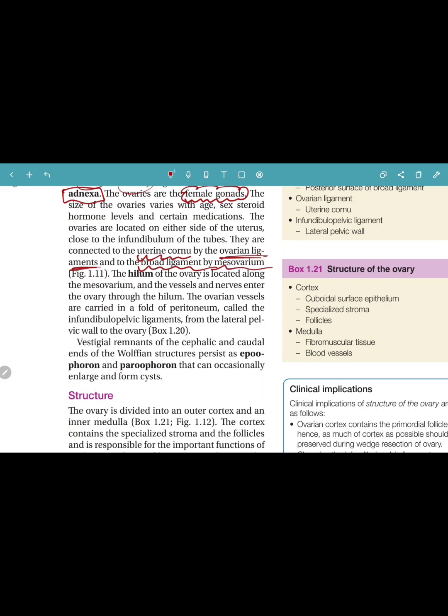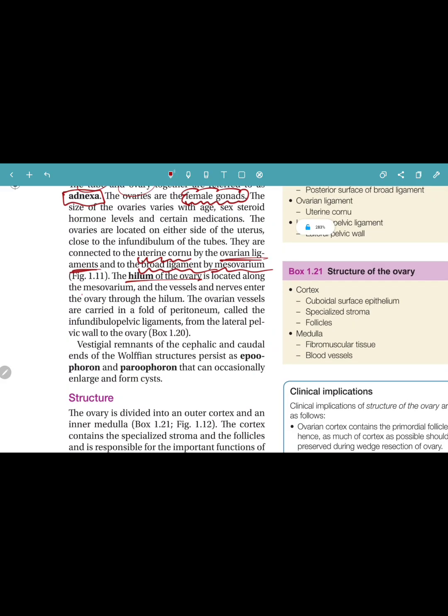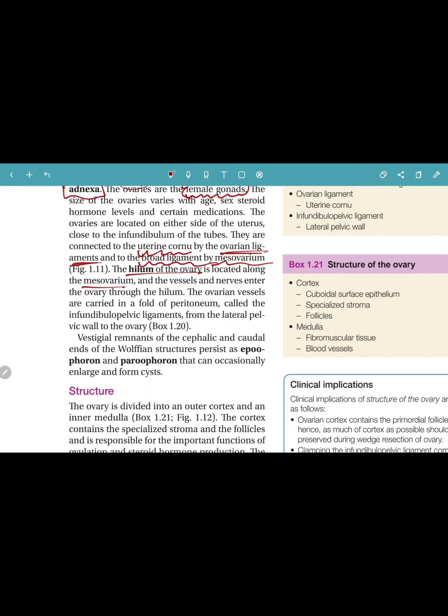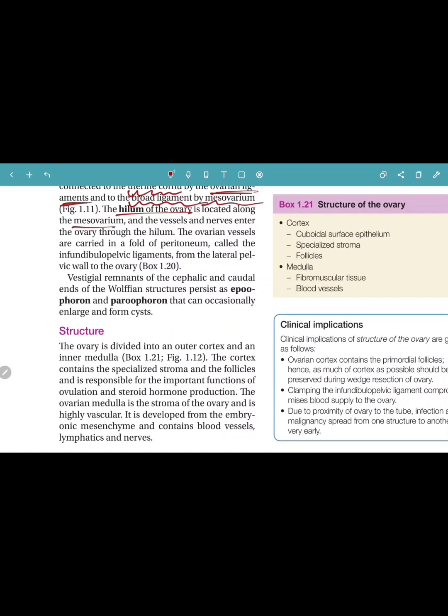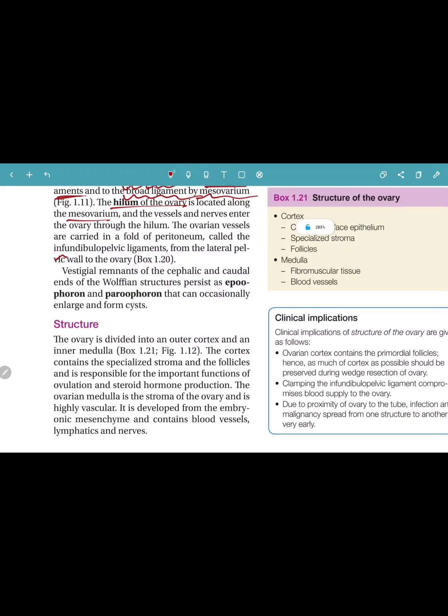So two uterine cornua are attached by ovarian ligament and with broad ligament by mesoovarium. So the hilum of the ovary is located along the mesoovarium and the vessels and nerves enter the ovary through the hilum. The ovarian vessels are carried in a fold of peritoneum called the infundibulopelvic ligaments from the lateral pelvic wall to the ovary.